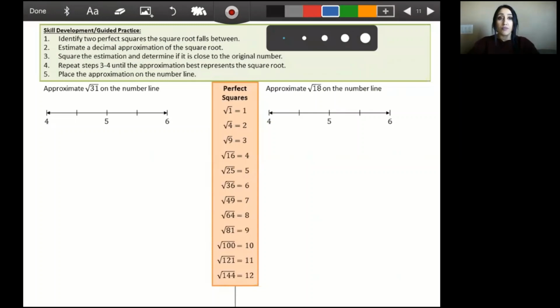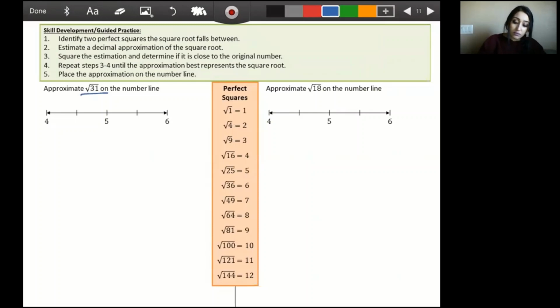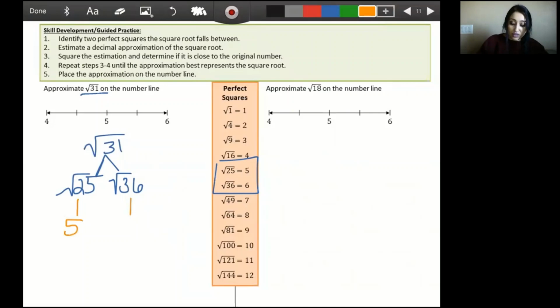Step number 1, let's read the problem. Let's identify two perfect squares that the square root falls in between. So I have approximate the square root of 31 on the number line. I know that the square root of 31 is in between two perfect squares, which happens to be, I'm going to rewrite it so you guys can see this, the square root of 25 and the square root of 36. Now, I know that the square root of 25 is 5 and the square root of 36 is 6. Right down the middle, I have 5.5.